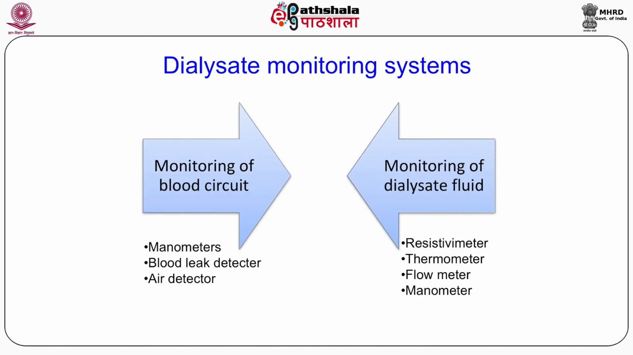If you look at the dialysate monitoring system, it comprises basically two broad categories: those which are monitoring at the blood circuit and those which are monitoring at the dialysate fluid circuit. So we will be discussing all of them in detail in the further slides.